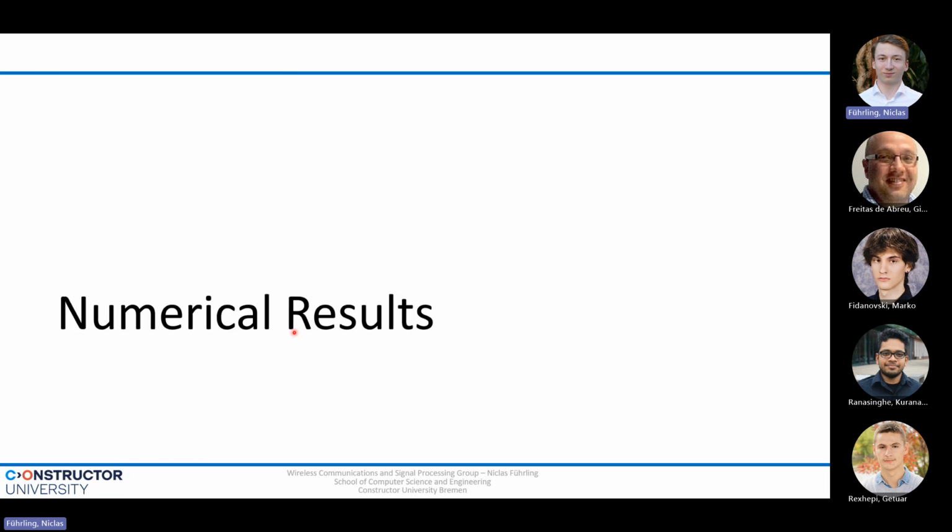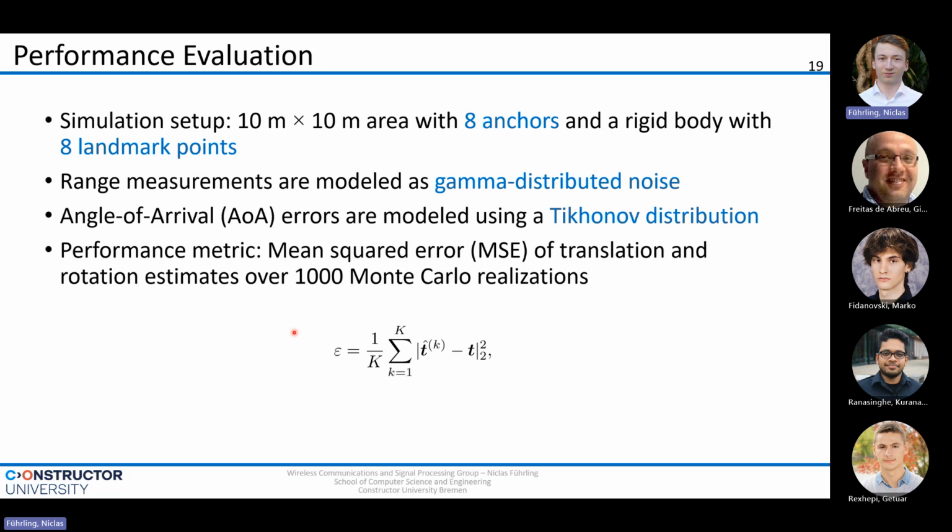Then let's quickly go through the numerical results. What we do is we have a 10 times 10 meter area with 8 anchor points and 8 landmark points. And to make it a bit more interesting and different from the state of the art, we say our range measurements are gamma distributed and the AOA are Tikhonov distributed. And then we find the MSE over 1,000 Monte Carlo realizations. And we will have two solutions.